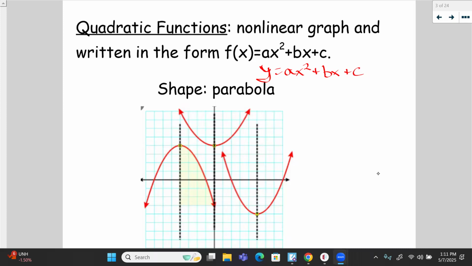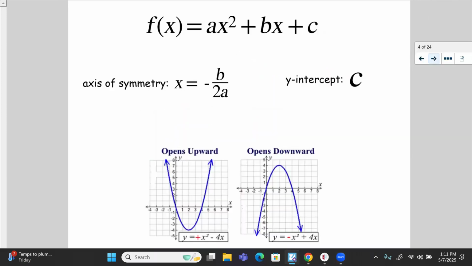So what we are going to be doing today is working with how we can graph these. But before we graph them, we're going to learn about traits that we can pull from this, and these traits will help us when we are graphing. So the first thing we are going to look at is the function f of x equals ax squared plus bx plus c.